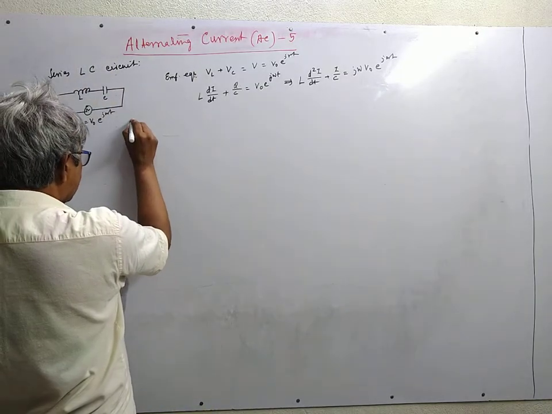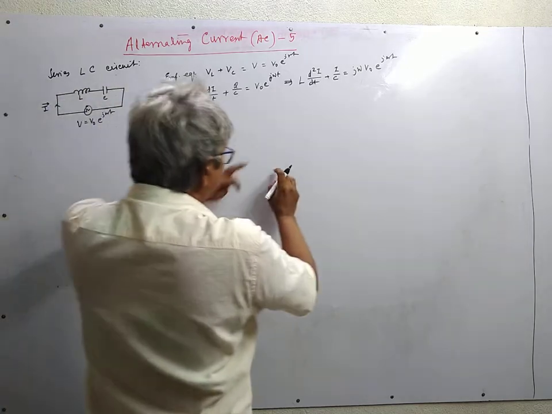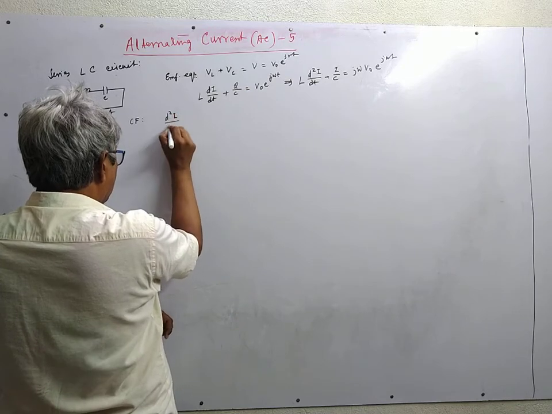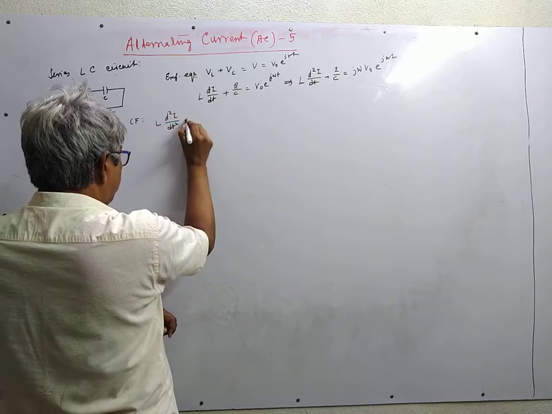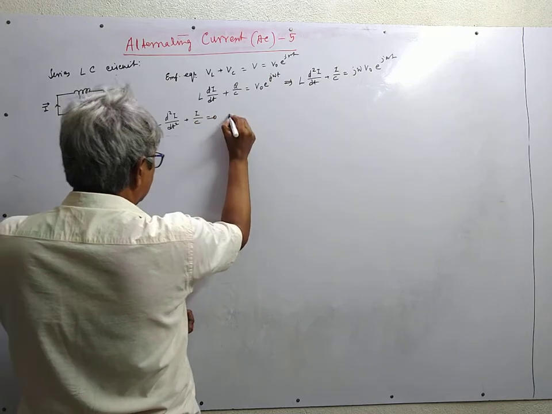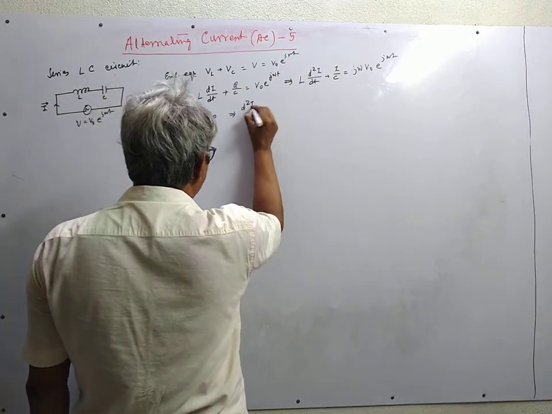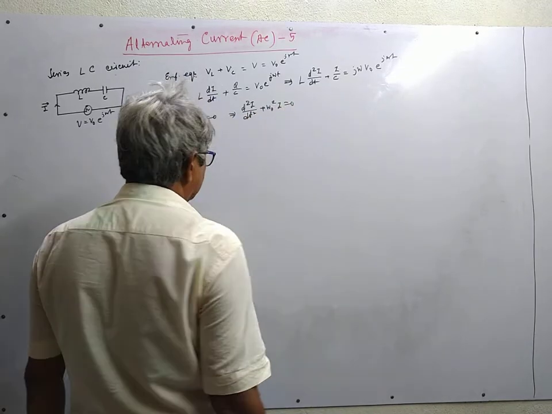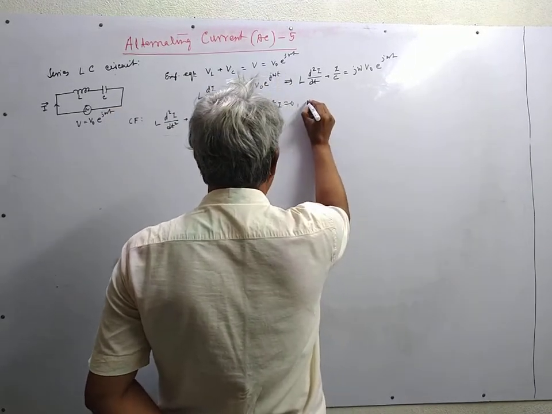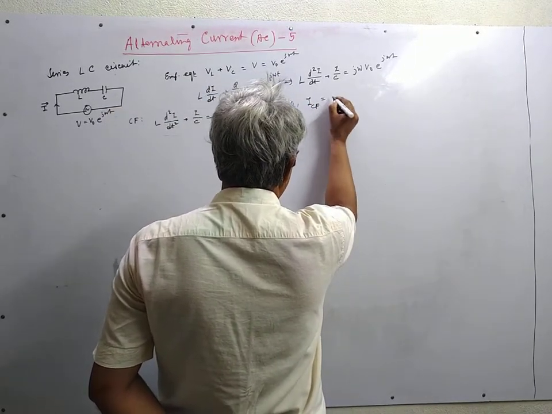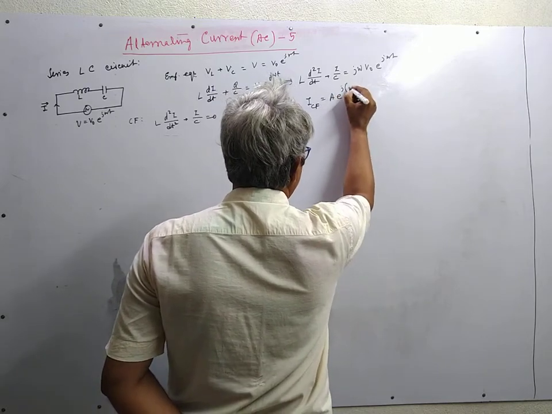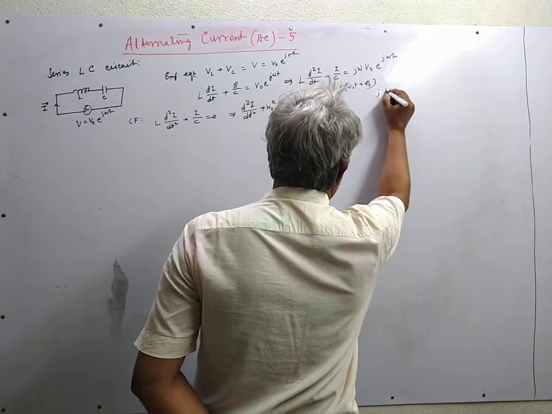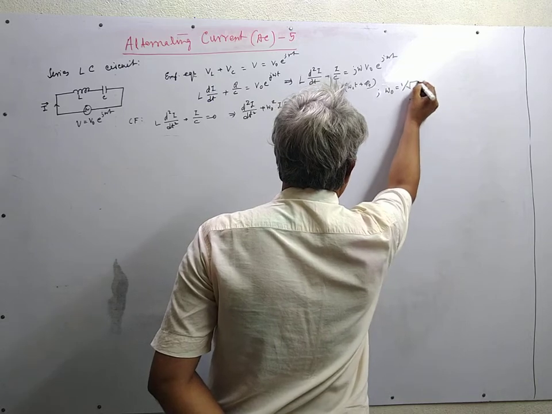The CF is obtained by setting this equal to 0, and the CF equation is d2i dt2 plus I by C is equal to 0. This is written as d2i dt2 plus omega 0 square I is equal to 0. The solution is ICF is equal to some constant A e to the power j omega 0 t plus phi 0, where omega 0 is equal to 1 upon square root LC.